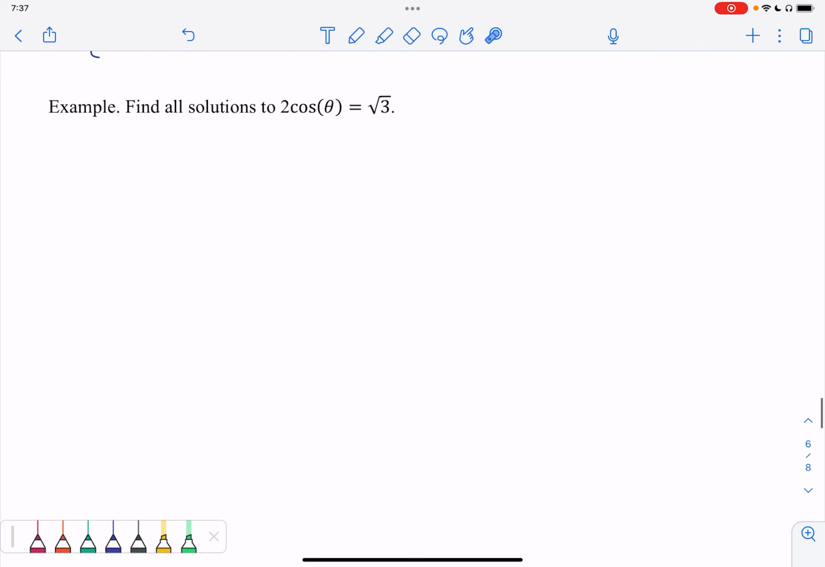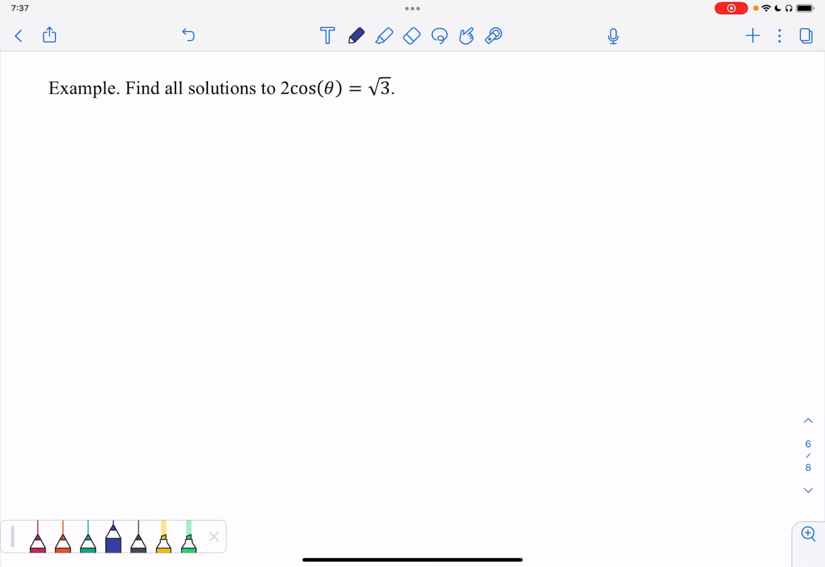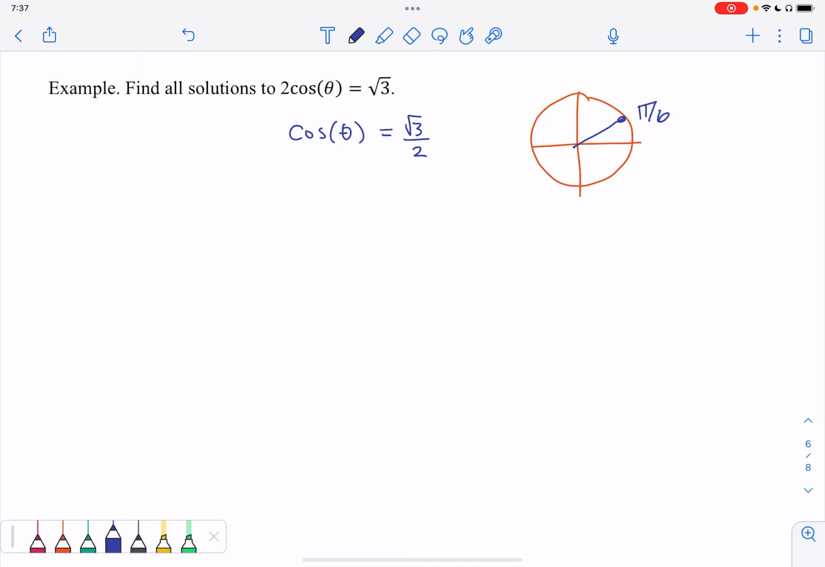All right, let's try another one. Find all solutions to 2 cosine theta equals root 3. First, we have to manipulate this to isolate the cosine theta, which is root 3 over 2. And we go to our unit circle and ask, where would cosine theta equal root 3 over 2? Well, that happens at pi over 6, and then again at 11 pi over 6.